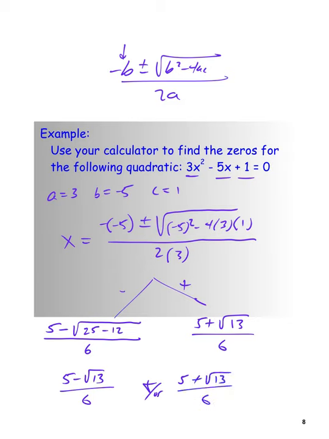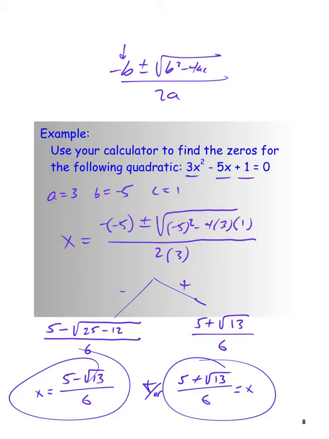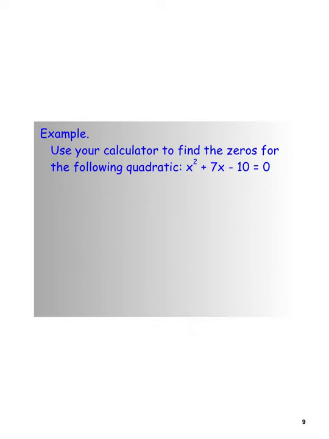So here would be our two x's for our x-intercepts, or for our real solutions to this quadratic. And again, there were two solutions because we had a positive discriminant. The discriminant this time equaled 13, which of course is greater than 0. Okay, moving on to another example.